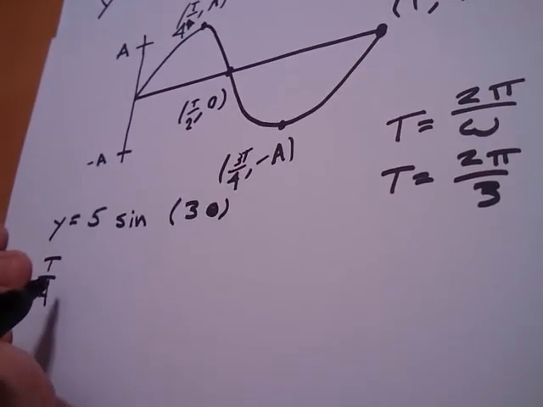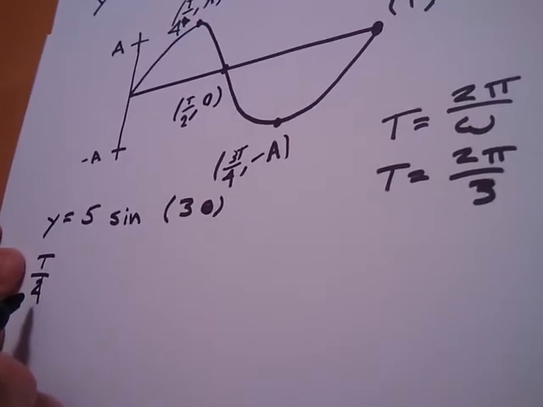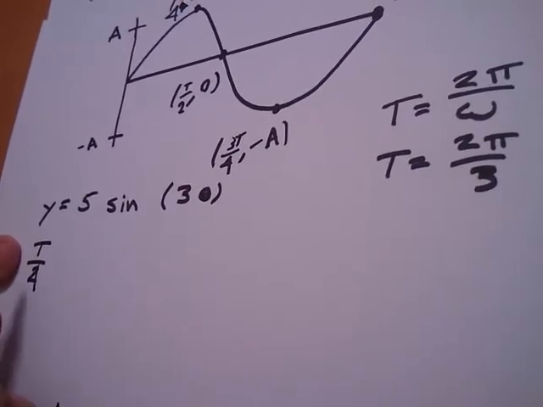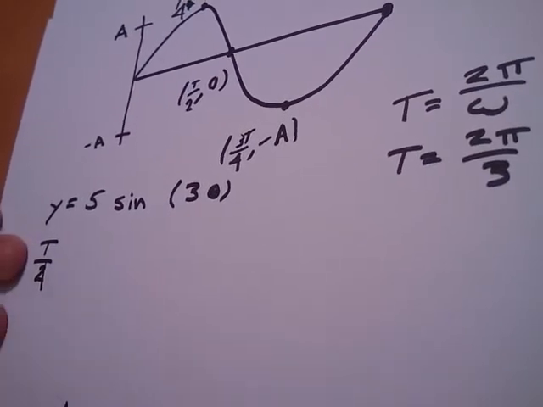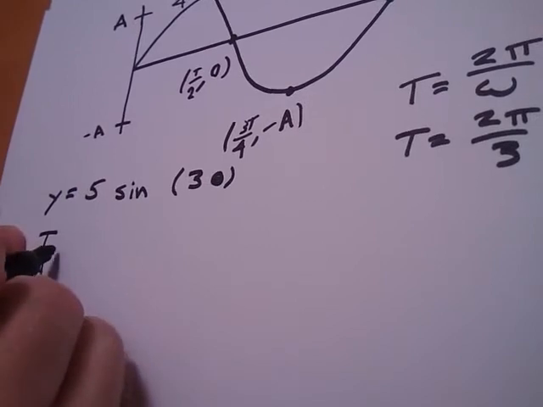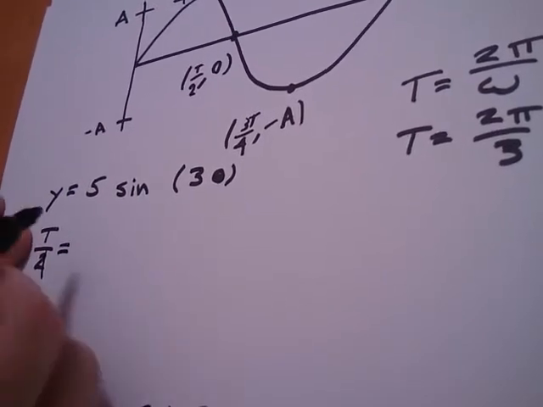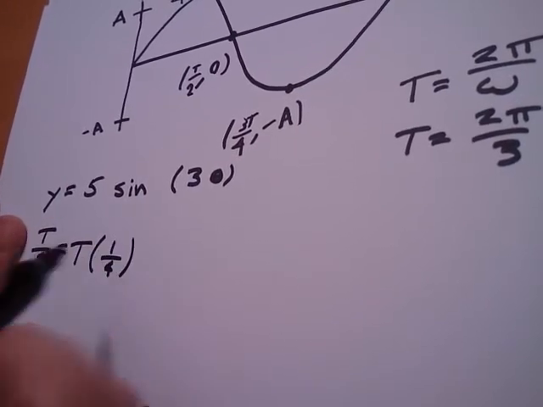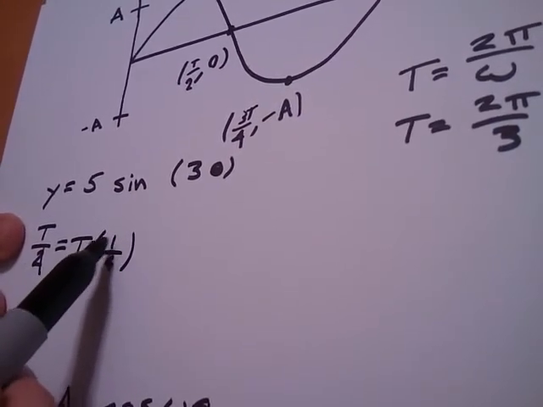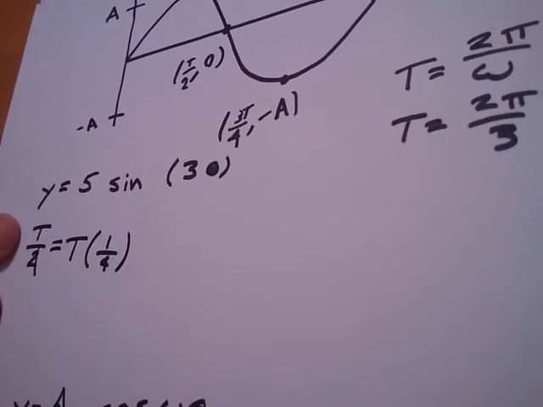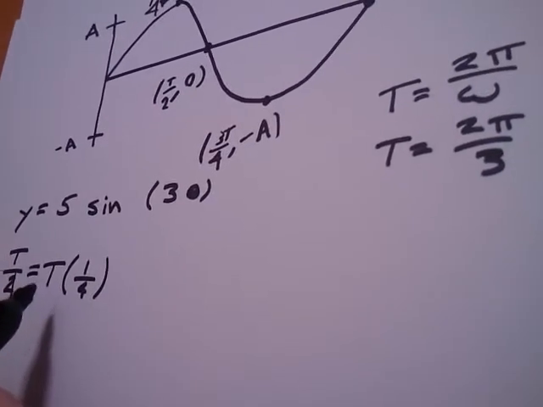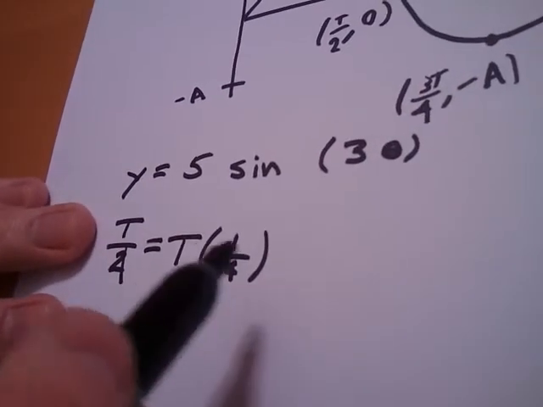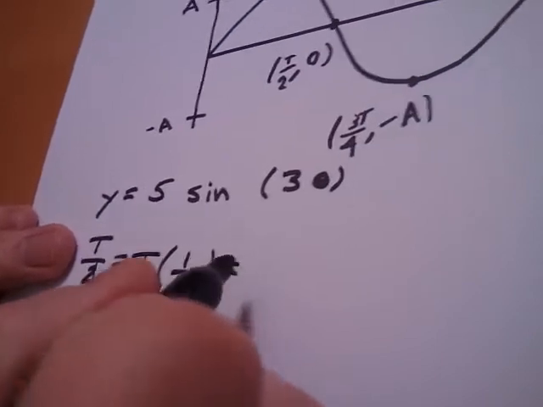So we can do T over 4, and notice we've got a fraction here. We can do 2 pi over 3 over 4. That gets a little bit messy. What we can also do is rewrite this. This is just T times 1/4. Okay? T multiplied here would be, the T would go on top, divided by 4. So I think writing it like this is going to be a little bit simpler because we're dealing with a fraction with this 2 pi over 3. Let's plug in for T. You'll see what I mean.